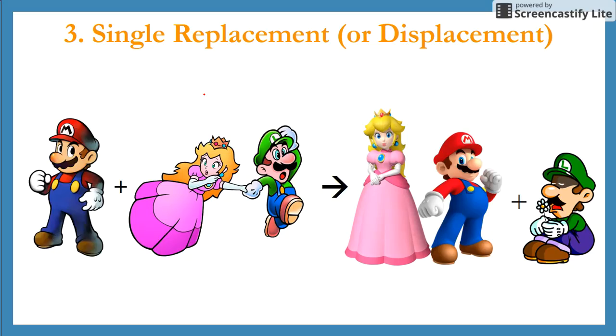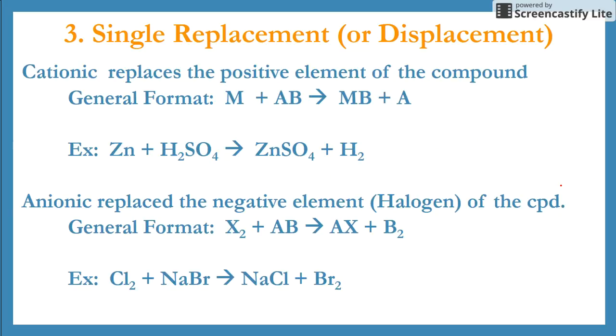And if we have single replacement, something that's by itself sort of takes over one of the two things in the compound and kicks one of the two things in the compound out to be by itself. So there are two examples of this. There's cationic replacement, which is when the metal or the positive aspect of a compound gets kicked out. An example here is zinc is a metal. It's going to kick out the positive H, which is an acid, and as a result, kick that H out to be by itself as a diatomic molecule, H2. And zinc will be replaced in that compound.